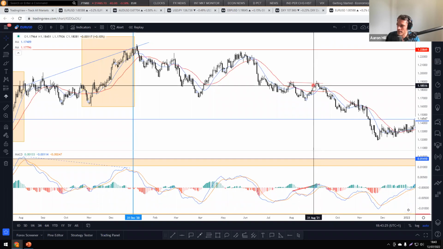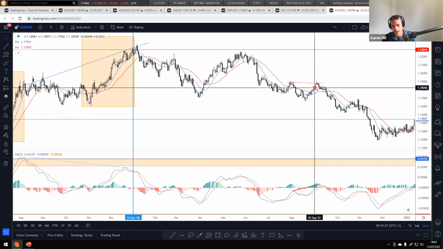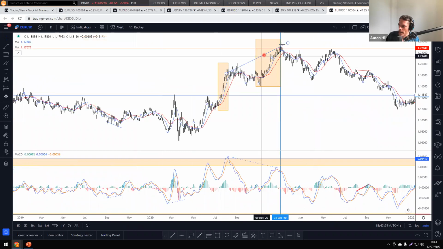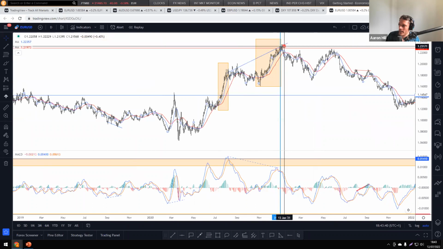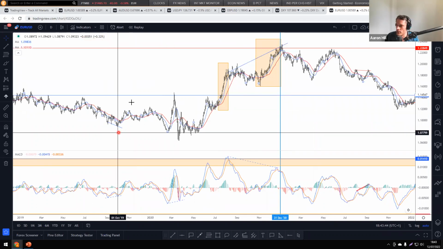So with that, and just to be clear, the hidden divergence signals are generally seen within a continuation signal. As you can see, the bullish and bearish regular, so this is bearish regular, are generally reversal signals, as you can see, reversals.